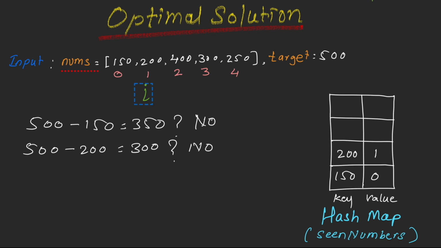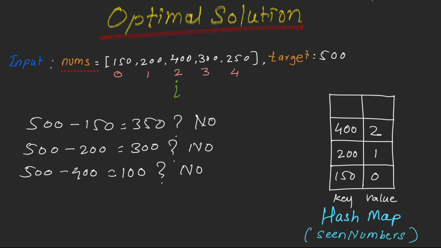Increment i. nums[2] is 400. Complement is equal to 500 minus 400, which is 100. Is 100 in the HashMap? No. Add the current number, which is 400, and its index 2 to the HashMap.